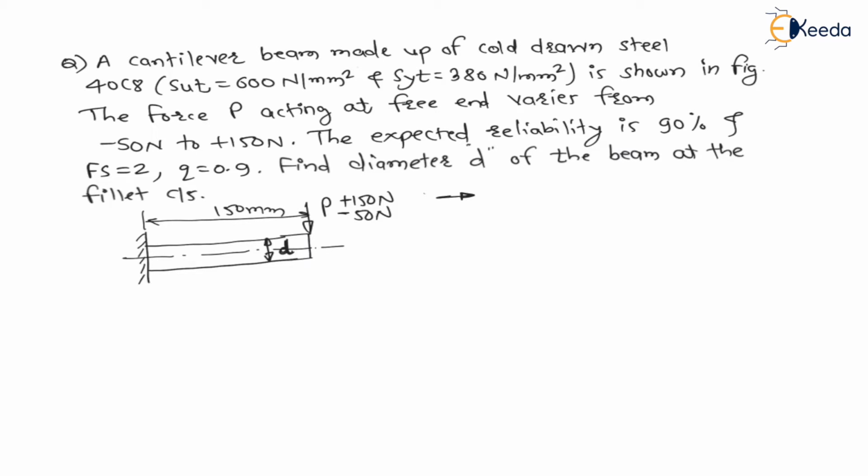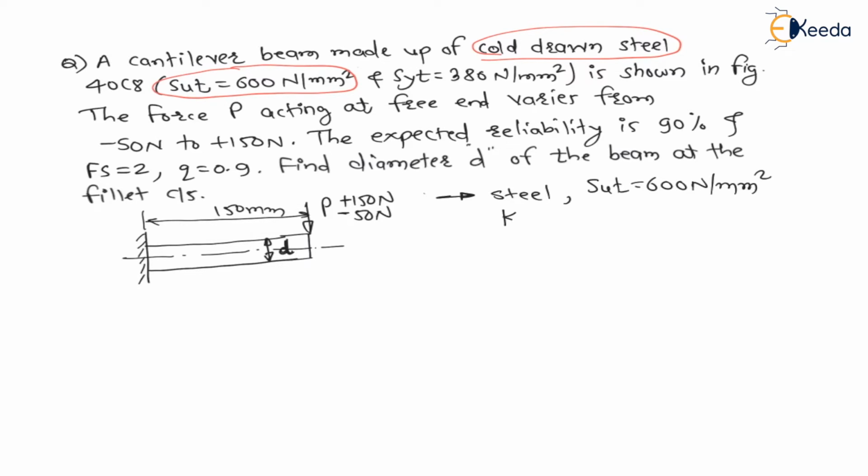Here cold drawn steel is given, and the manufacturing process is cold drawn steel, right? Cold drawn steel with SUT value of 600 Newton per mm square. For this value in the graph for surface finish factor, Ka will be 0.77. Don't worry about this, they will provide you the Ka value directly in the examination. Now SYT is given as 380 Newton per mm square, right?